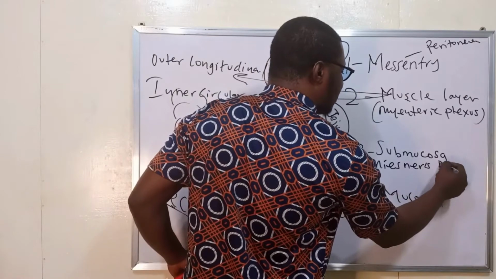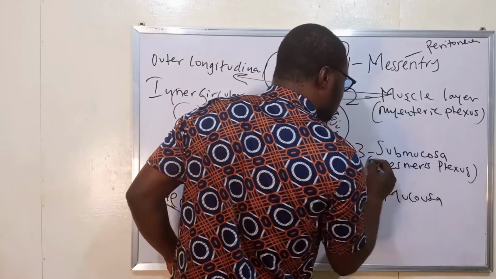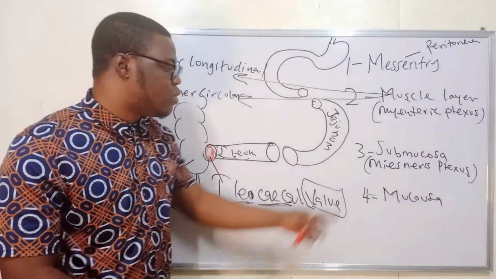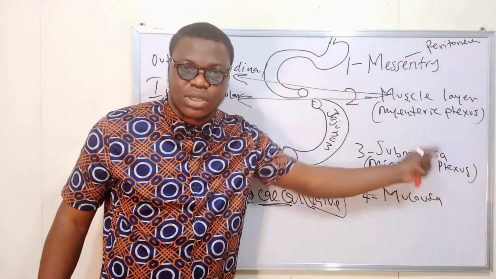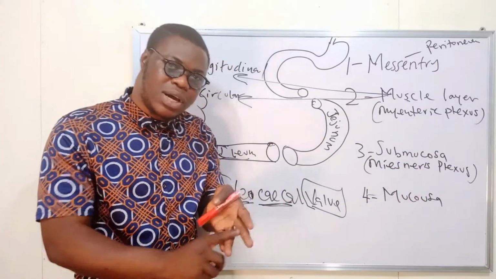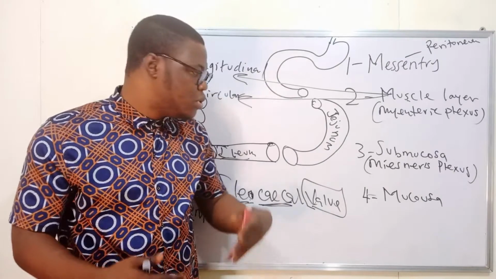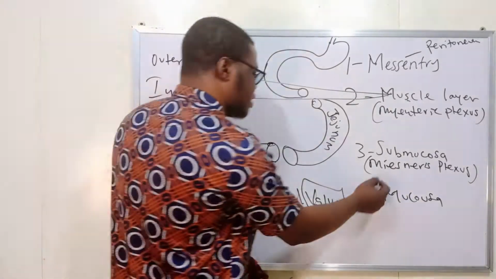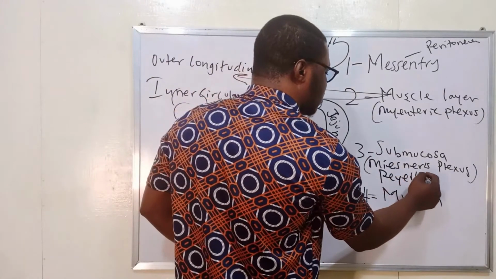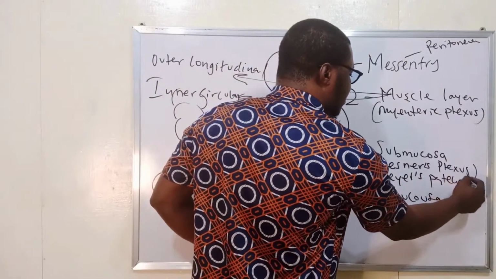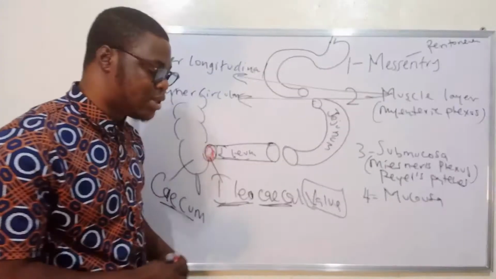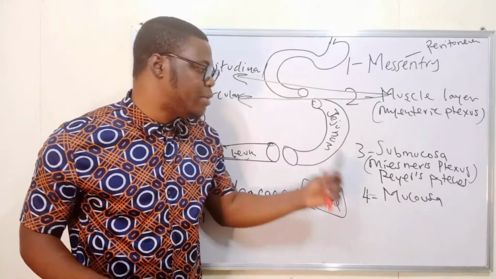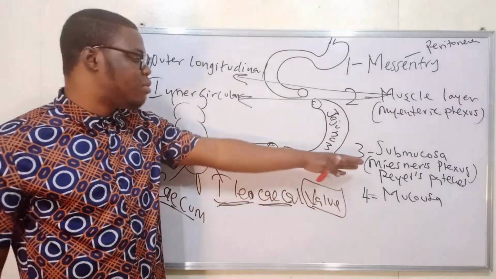So the submucosal layer contains what? It contains the myenteric plexus. Then it contains blood vessels and then lymphatic tissues, such as the Peyer's patches. We should talk about the lymphatic system and the lymphatic follicles some other time. So that is that about the submucosal layer.